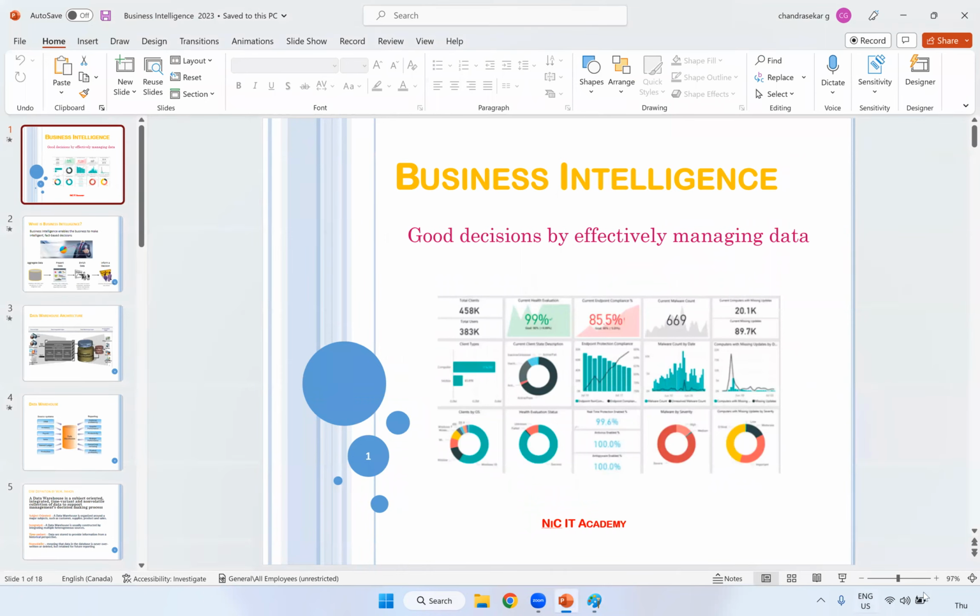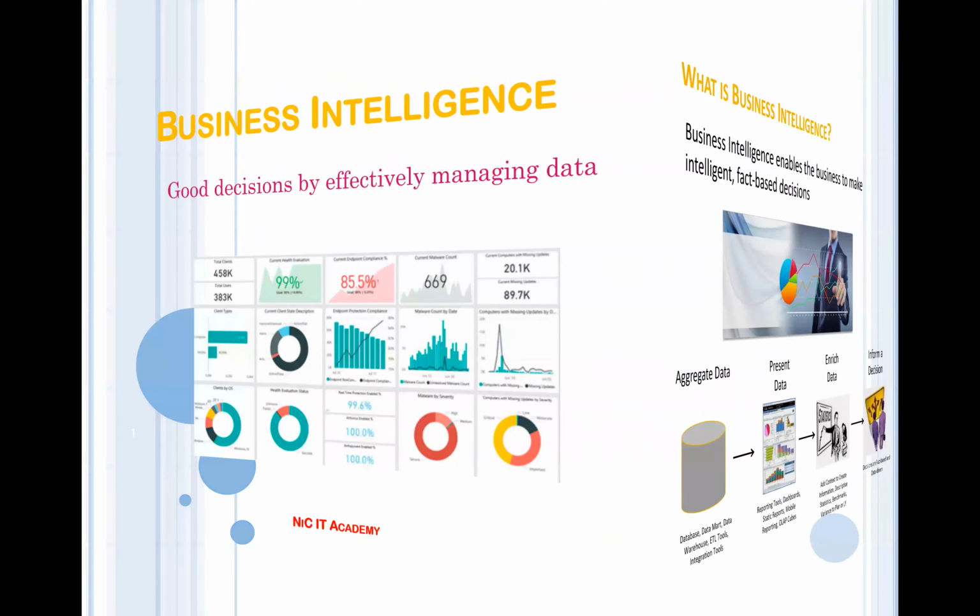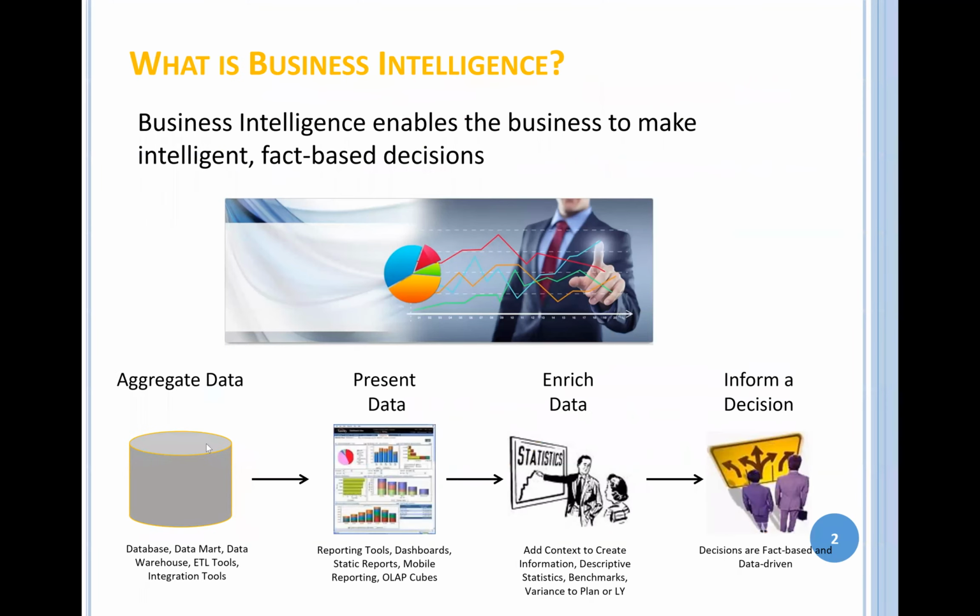And for business intelligence, as I mentioned in yesterday's session, business intelligence is nothing but taking good decisions by effectively managing the data. The business users will take decisions by looking at these statistics. They will generate different kinds of metrics from all the data, collected in the data warehouse. It has 4 stages: first aggregating the data, then presenting the data, then the business people analyze the data, and they take a decision accordingly.